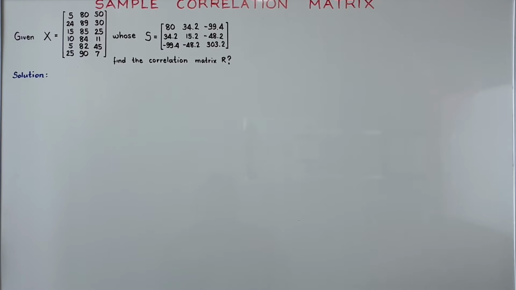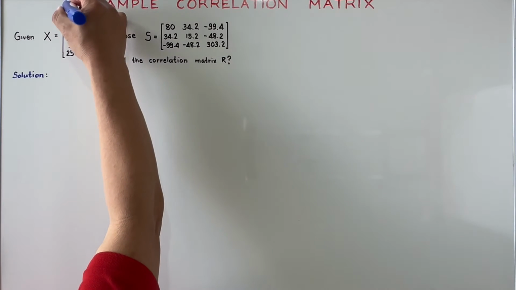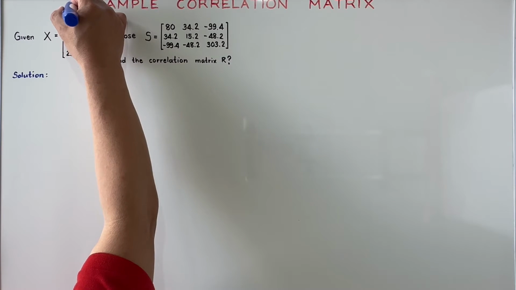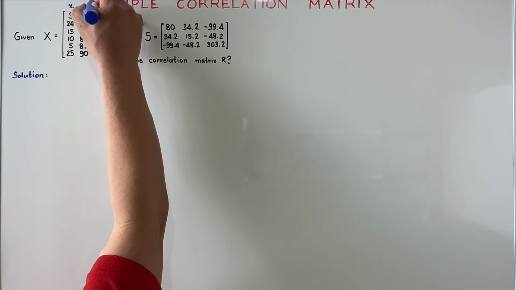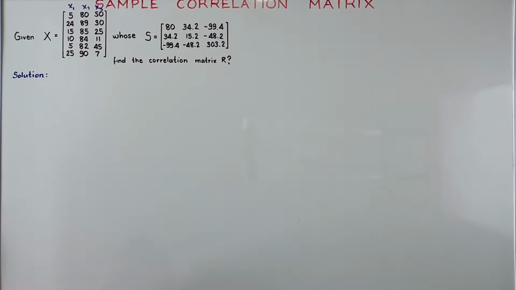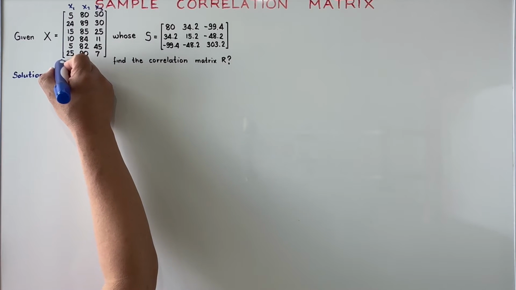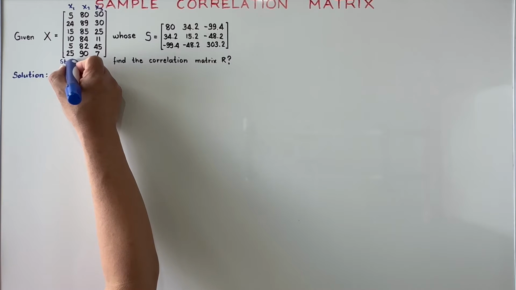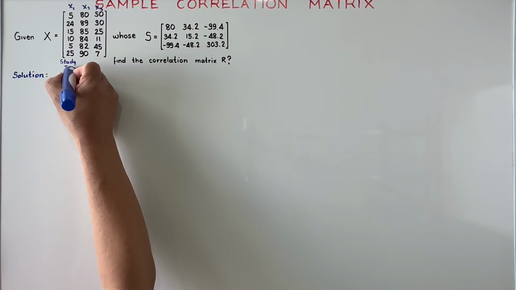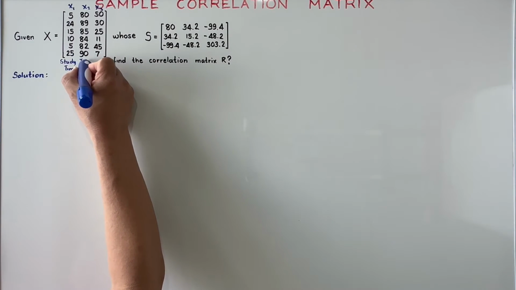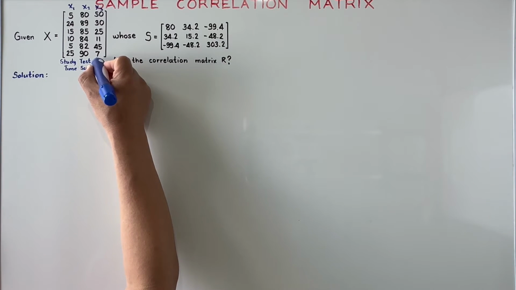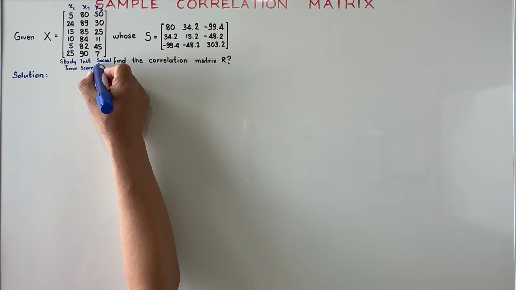And to give you an idea, let's have this example here. Given the data matrix X, wherein we have three variables here. This is the first variable, the second variable, and the third variable. Our first variable is the study time of the respondents of our study. The second variable is the test score of the subjects. And the third variable is the social media time of the subjects of the study.